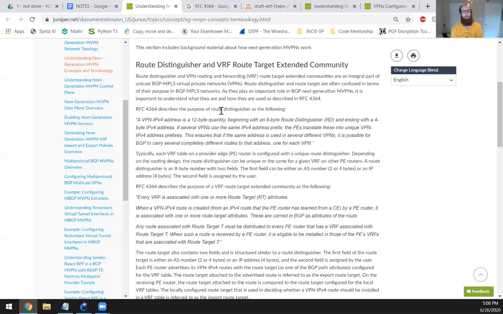So these are a 12-byte quantity beginning with an 8-byte route distinguisher and ending with a 4-byte IPv4 address. If several VPNs use the same IPv4 address prefix, the PEs translate these into unique VPN-IPv4 address prefixes. This ensures that if the same address is used in several different VPNs, it is possible for BGP to carry several completely different routes to that address, one for each VPN.